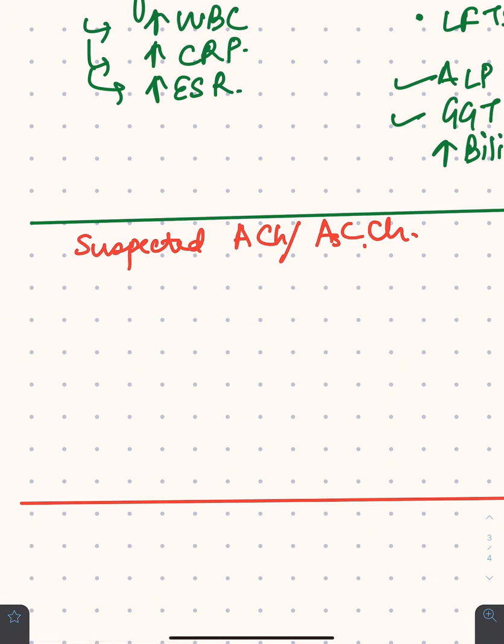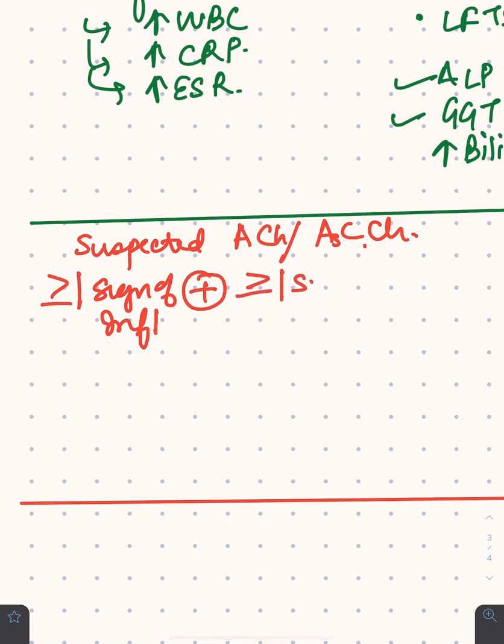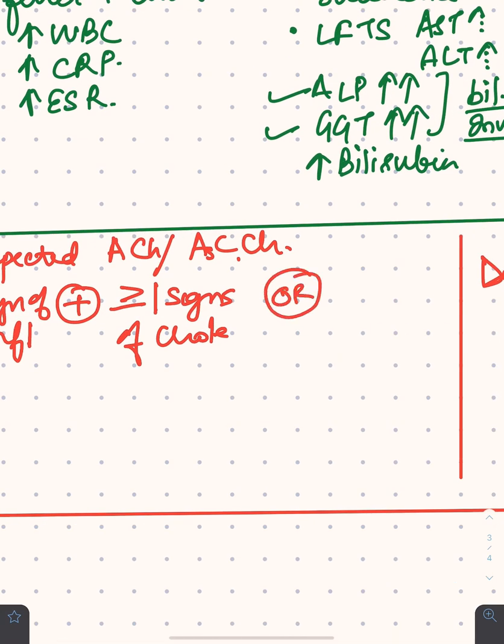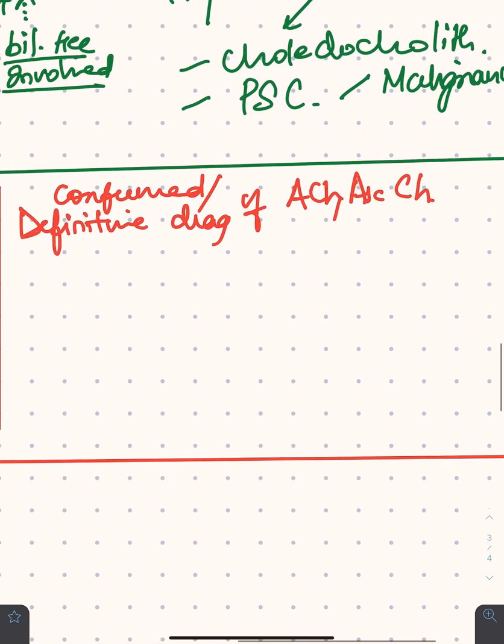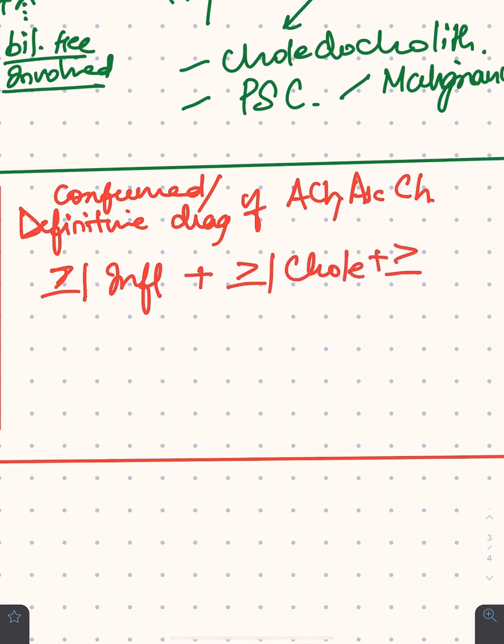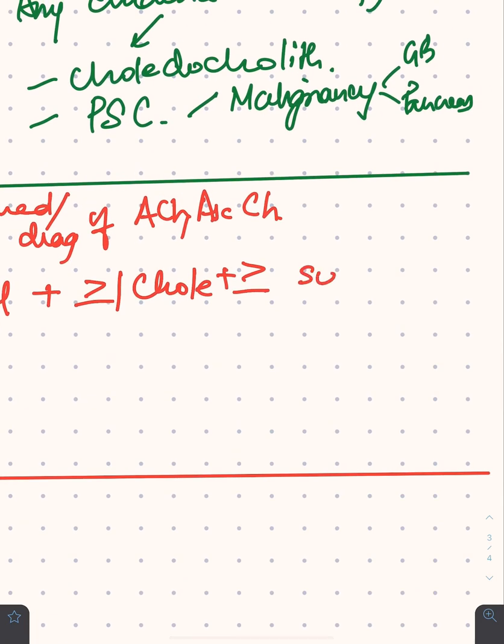So a suspected diagnosis is one or more signs of inflammation plus one or more signs of cholestasis, or, and the word or is important, one or more signs in imaging. So this will be a suspected diagnosis. However, when this or becomes plus, it's a definitive diagnosis. So one or more signs of inflammation, plus one or more signs of cholestasis, plus one or more signs in imaging.